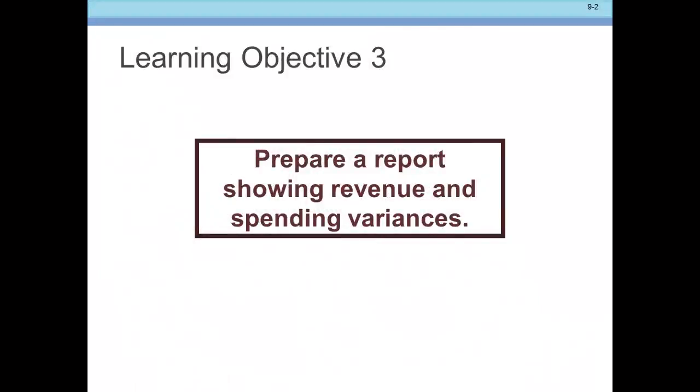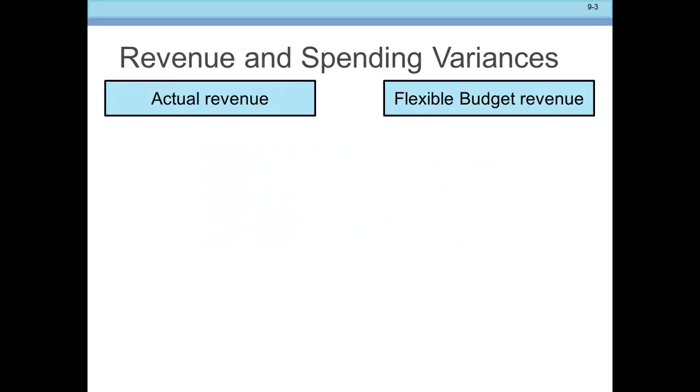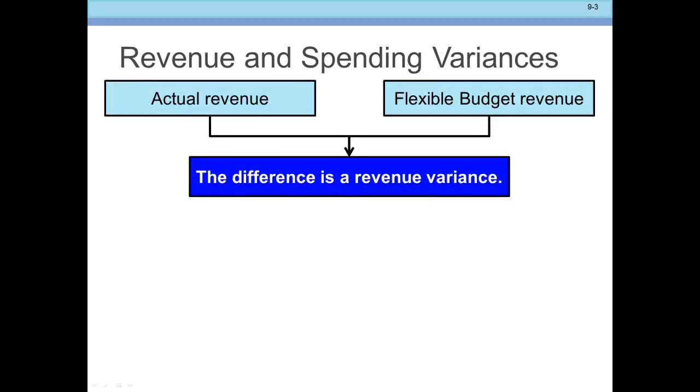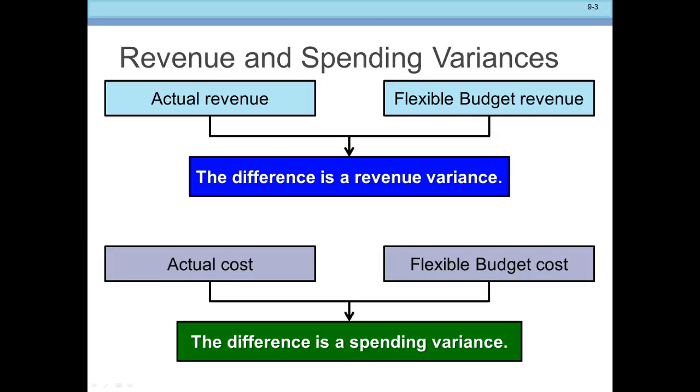First up, let's prepare a report showing revenue and spending variances. A revenue variance is the difference between what the total revenue should have been given the actual level of activity for the period and the actual total revenue. A spending variance is the difference between how much a cost should have been given the actual level of activity and how much the actual amount of the cost is.